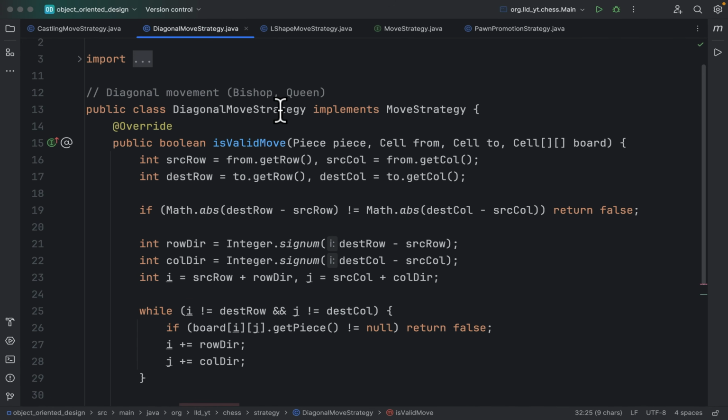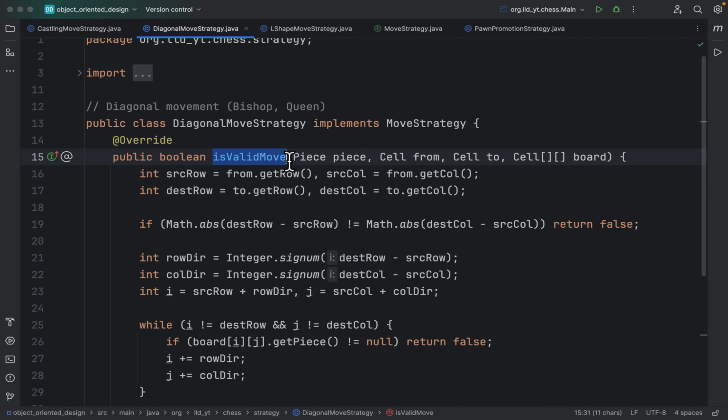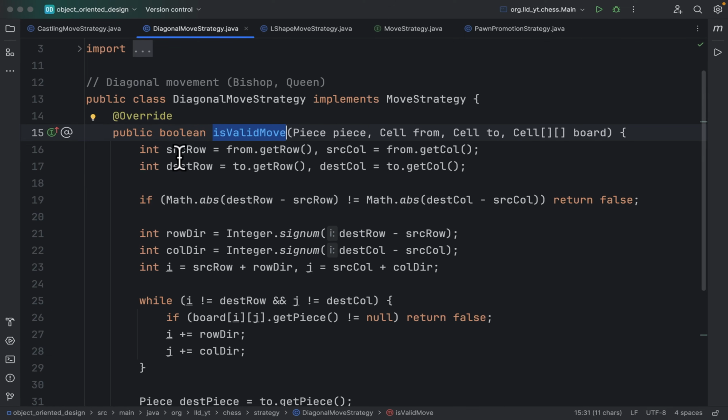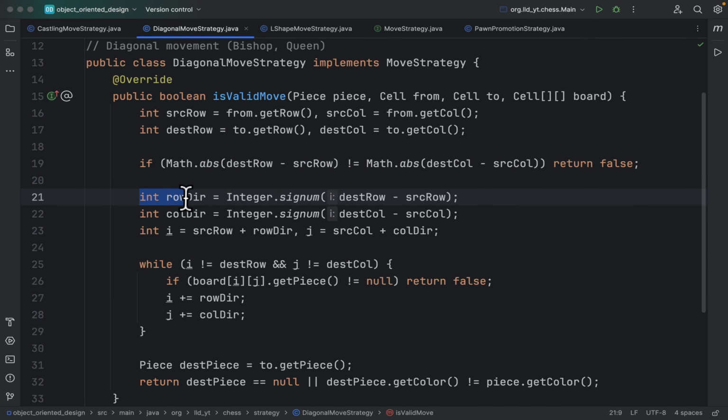Similarly, for the diagonal move strategy, in the isValid move function, we'll get the source row, source column, destination row, and destination column. Now the absolute difference between the rows and the columns should be exactly equal. If it is not, then we return false. After that, we need to know the direction in which that diagonal movement will be done. It might be top left, top right, bottom left, or bottom right, isn't it?